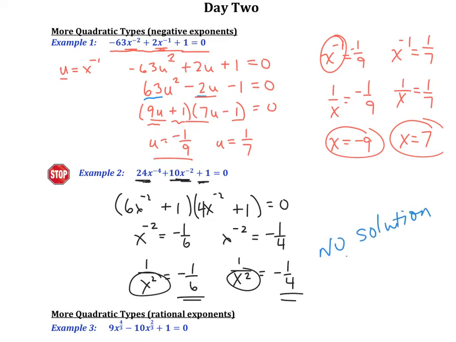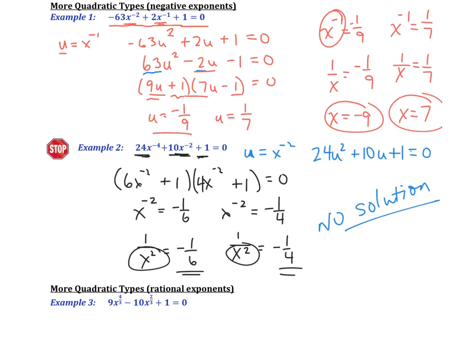But just FYI, if you like the idea of u substitution, you could have done u is equal to x to the negative 2, and then you could have done 24u squared plus 10u plus 1 equals 0. And then just remember, you always have to go back and plug in x to the negative 2. So now you've seen it both ways, and from there, you get to decide which method you would like to use.